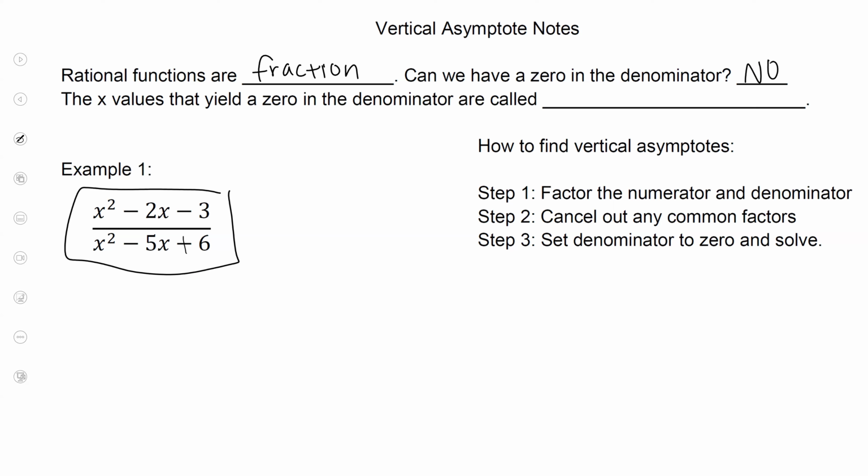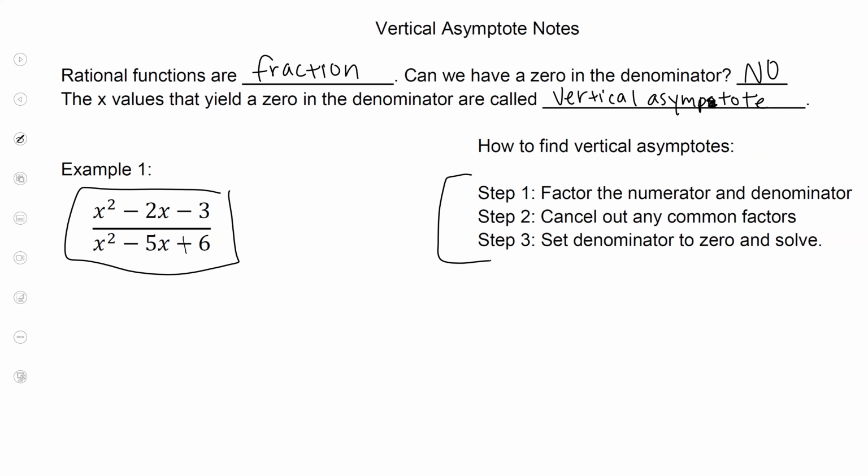Whatever x value gives you a 0 in the denominator is called the vertical asymptote. Asymptote. And these are the steps on how to find the vertical asymptotes. Step 1 is the hardest part.